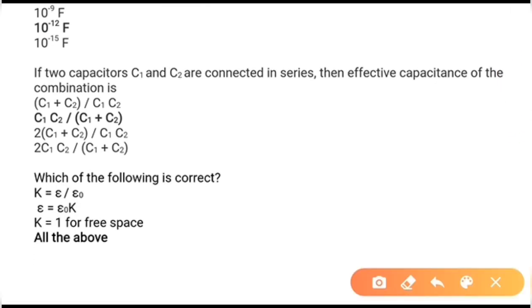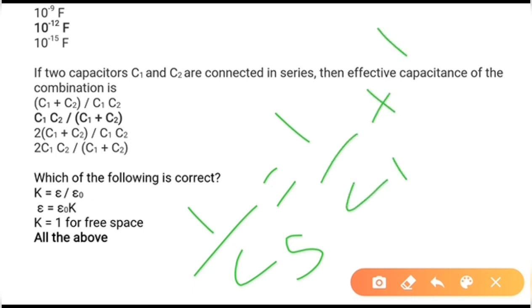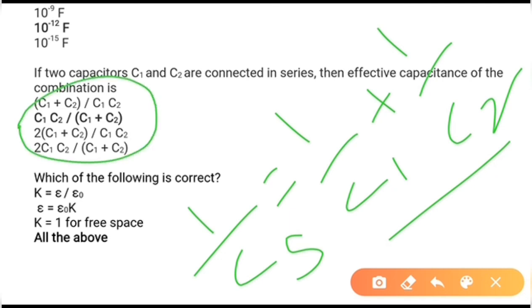And next question, if two capacitors C1 C2 are connected in series, the effective capacitance. So direct question, when C1 C2 are connected in series, 1 by C series equal to 1 by C1 plus 1 by C2. That is, the reciprocal of the effective capacitance equals the algebraic sum of the reciprocals of the individual capacitors. If we simplify this equation, we can obtain C1 C2 by C1 plus C2. So the second one is the correct answer.